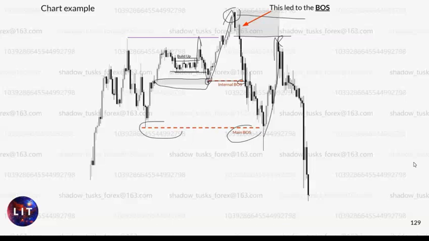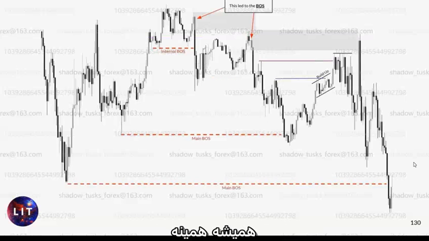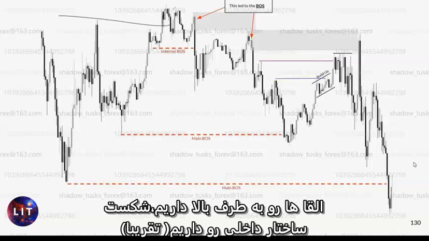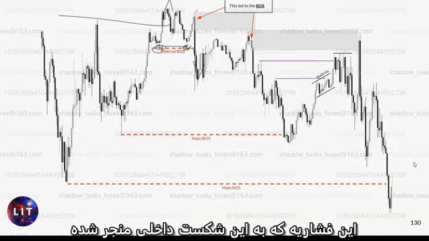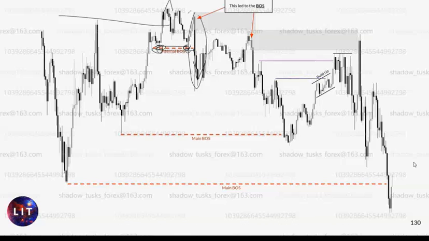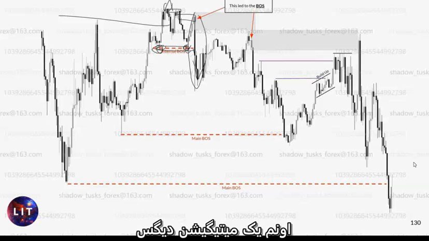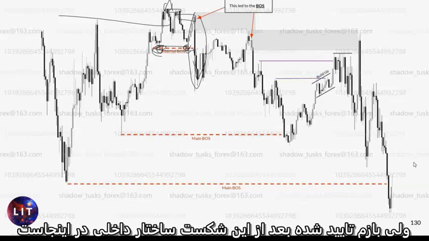Okay? And of course, if you dig into that in a little more detail, it's the same thing all over again. Having the inducement highs, having the internal break of structure. First you have the build up, and then the break of structure here. And this is the push that led to this internal break of structure, which also was the equal lows. Guess what? This is the inducement. That's the mitigation of the inducement. That's another mitigation. But again, the confirmed one is after this internal break of structure in here.